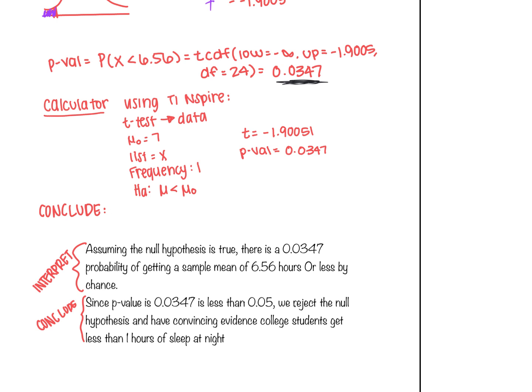The conclusion, remember, reads: we lead out by assuming the null hypothesis is true. There is a 0.0347 probability of getting a sample mean of 6.56 or less. Remember, we say "or less" because that is our hypothesis. Since the p-value is less than 0.05, we reject the null hypothesis and have evidence that college students get less than 7 hours of sleep at night. And that is your first one sample t-test.